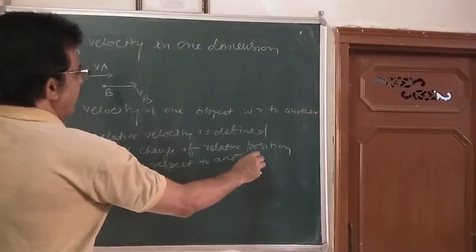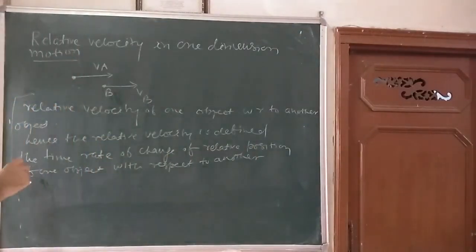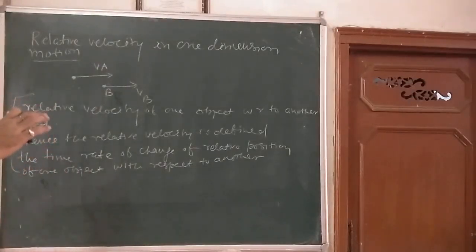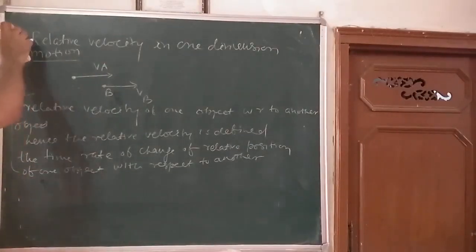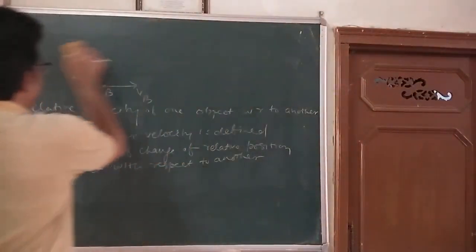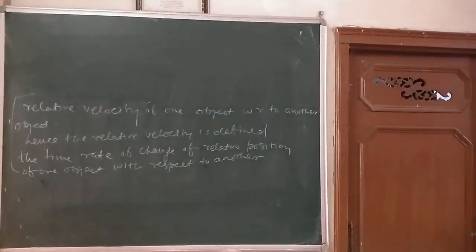Now we are going to derive it. So write down here, what do we mean by relative velocity? We are going to see the concept of relative velocity in one dimension. Now we are going to see the expression for the relative velocity.